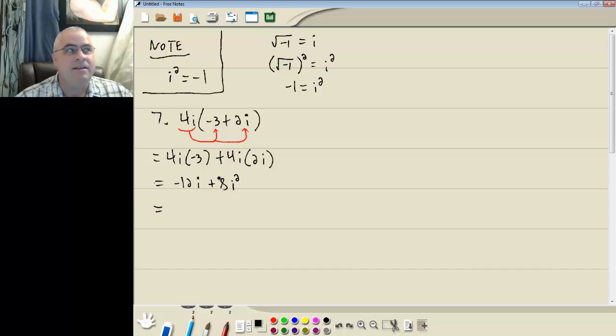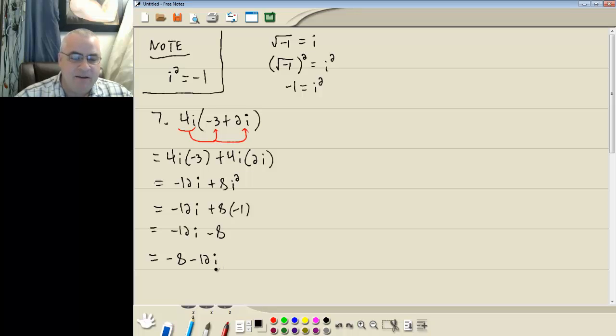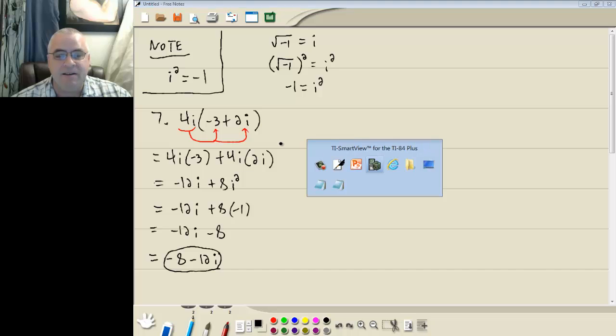Again, we always want to write it in standard form for our answer, and standard form says we can't have an i squared. But that's okay, because up here in our note we said that i squared is equal to negative 1. So I'm going to have negative 12i plus 8 times negative 1, which gives us negative 12i. 8 times negative 1 is negative 8. And not to be picky, but standard form does say the real part should go first. So it should be negative 8 minus 12i. And that's our answer. Okay, to do this on the calculator, you just type it in pretty much as you see it.